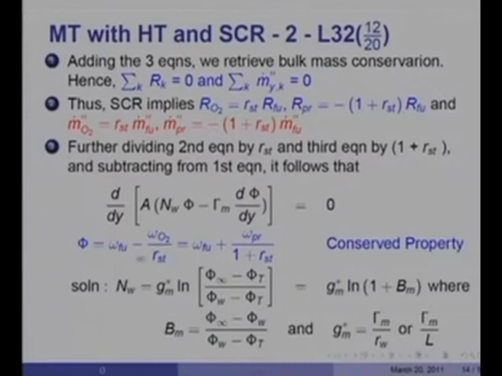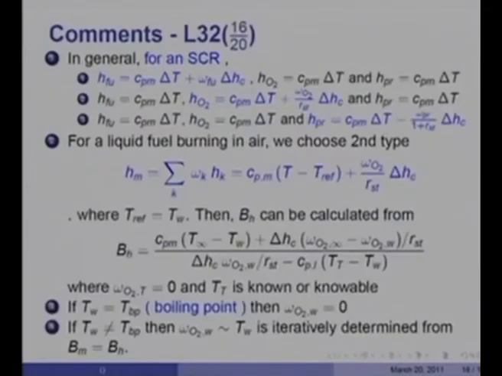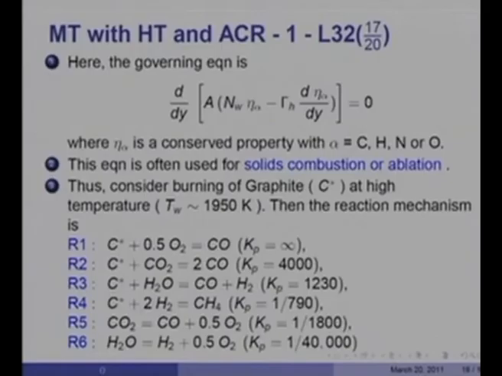In the T state, omega FU will be 1 and omega O2 will be 0. So, phi T is known. Omega W will depend on the temperature, which will determine omega FU, and the remaining will be omega O2. So, we can determine the relationships in that manner and carry out iterations.